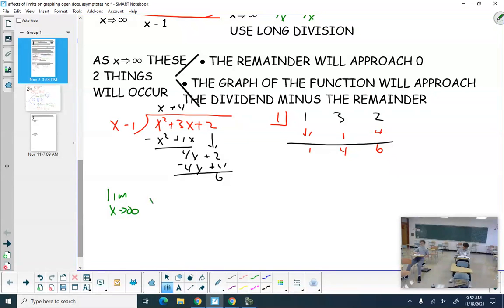of x plus 4 plus 6 over x minus 1. As x gets bigger and bigger and bigger, y is going to approach this. It's never going to achieve. Well, if I take a look at this value right here, as x gets bigger and bigger and bigger, 6 over x minus 1 goes to 0.